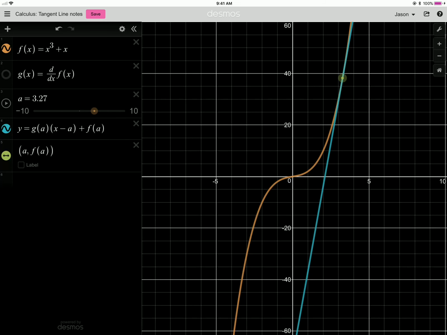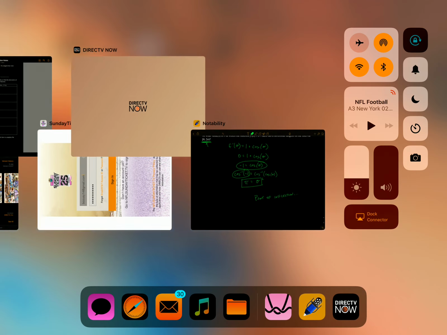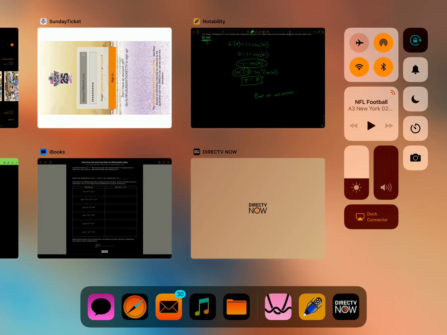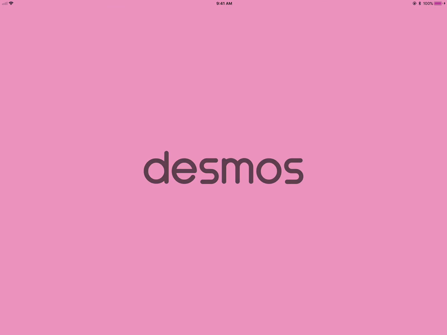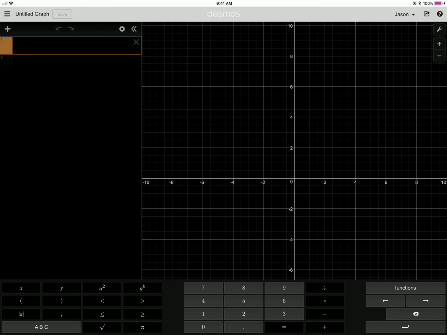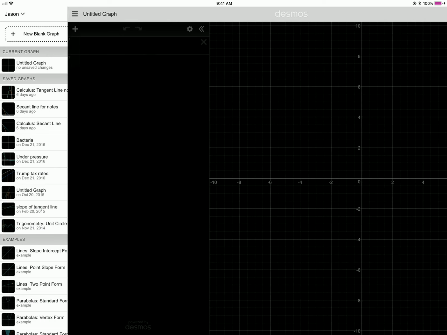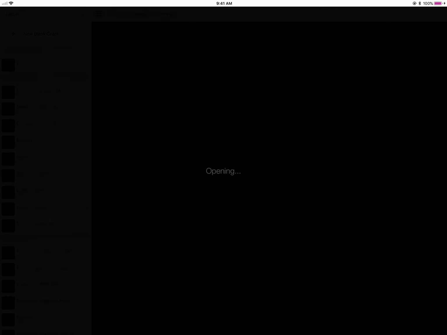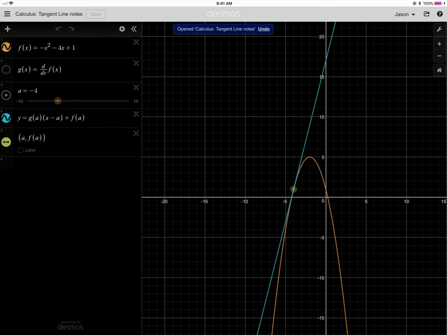Let's take a look. If I change my function for x, did it die? This is dead. Nice. Decimals suck. Let's try again. Yeah, I was watching Sunday Ticket, watching the Eagles lose. Unbelievable. I have that graph saved in here. I'm signed in. I saved it as tangent line notes that day.